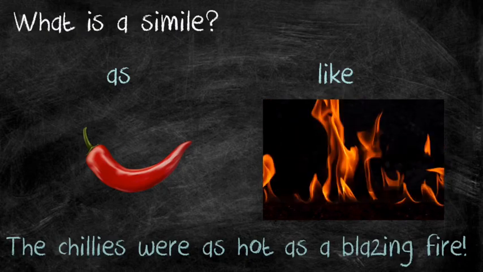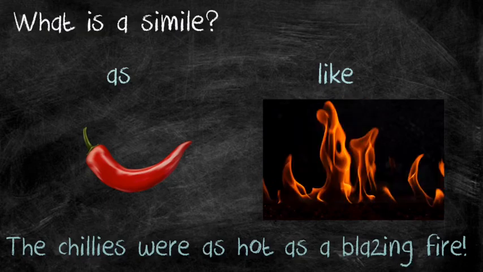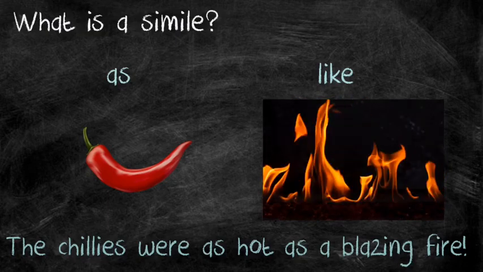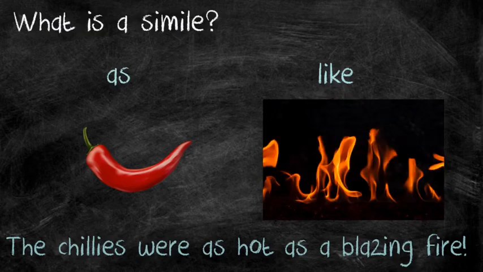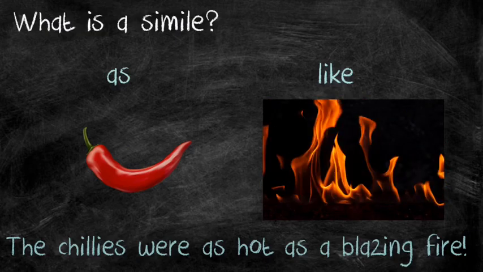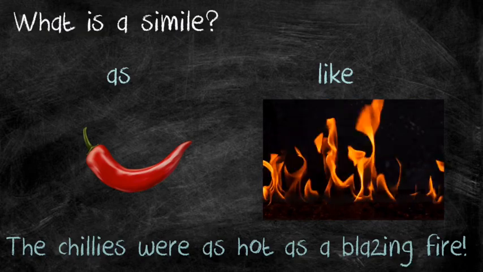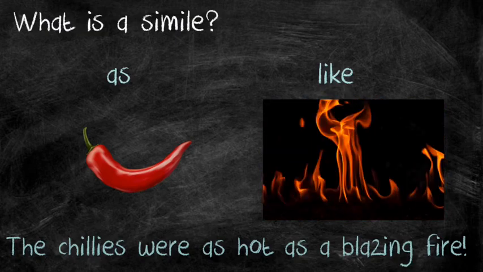Now, as you can see below, I have used the word as to create a simile. The chilies were as hot as a blazing fire. You do tend to find in a simile sentence using the word as that the word as is used twice. So as hot as a blazing fire.